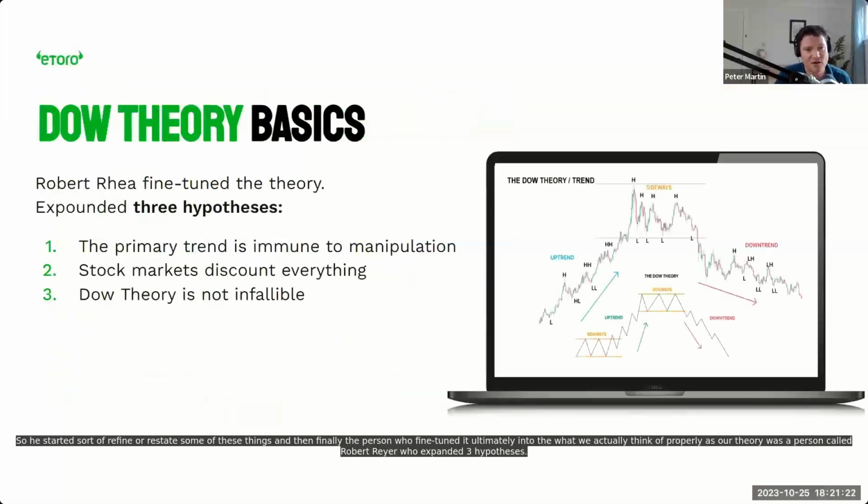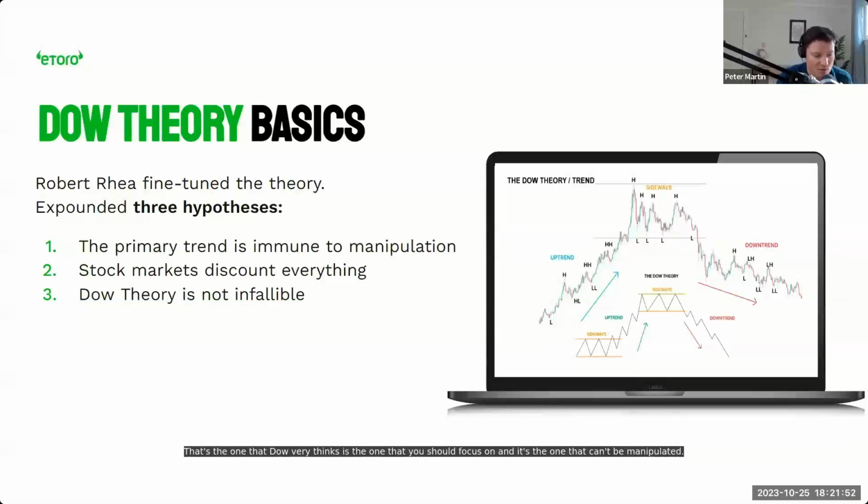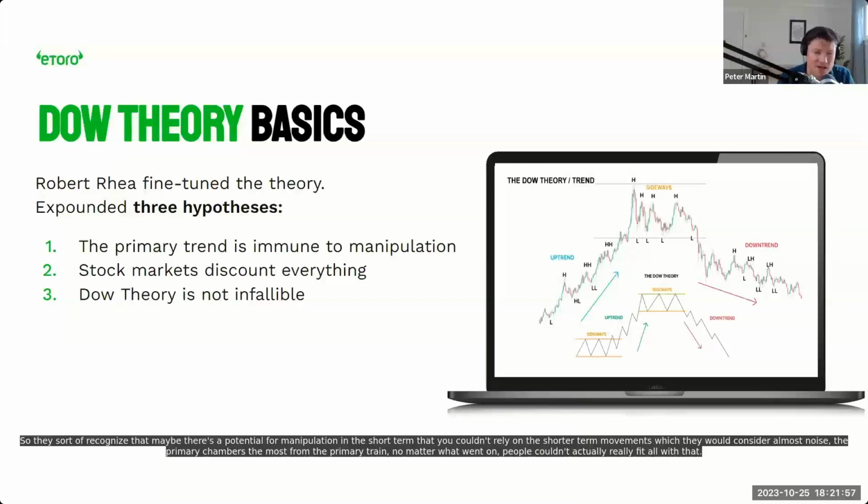And then finally, the person who fine-tuned it ultimately into what we properly think of as Dow theory was Robert Rhea, who expounded 3 hypotheses. The first one is that the primary trend is immune to manipulation. On the next slide, we'll talk about what we mean by primary and secondary trends. The primary trend is the major overriding big move, and that's the one Dow theory thinks you should focus on, and it's the one that can't be manipulated.